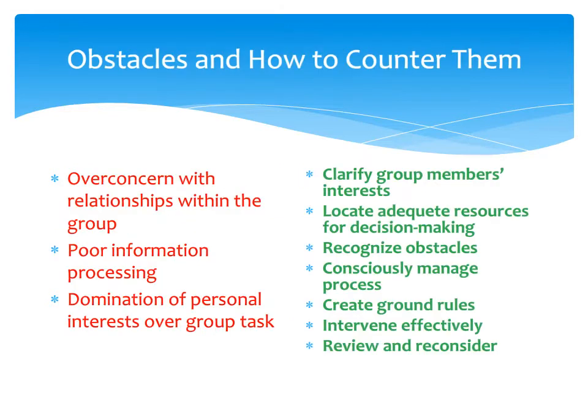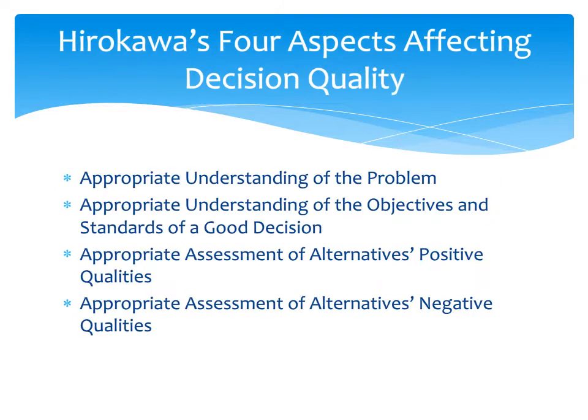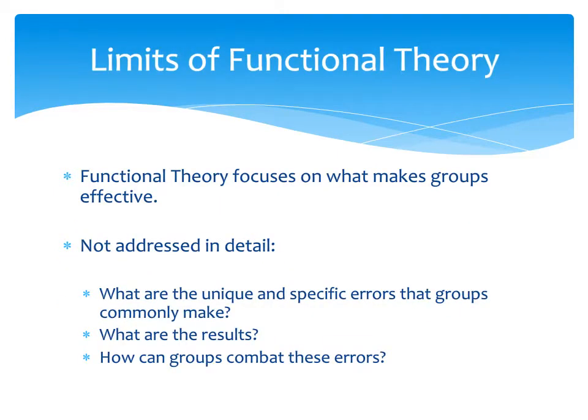Hirokawa identifies 3 obstacles that interfere with the functional requisites and how to counter them, outlined here. Time and effort-consuming issues like over-concern with intergroup relationships, poor information processing and domination of personal interests can be overcome by clarifying group interests, recognizing obstacles, managing the process thoughtfully and reviewing all decisions. He also identified 4 aspects that affect groups' decision quality. These involve understanding the problem, objectives and what constitutes a good decision in the case at hand, and then appropriate assessment of the alternatives.